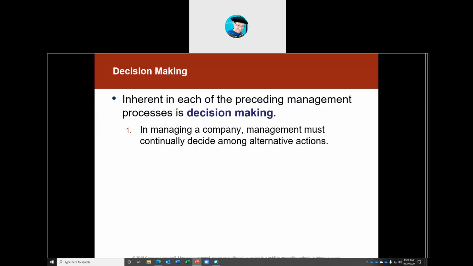Decision making. As you know, decision making is an inherent process within management. We make continuous decisions. In the company, we must continually make decisions among alternative actions. For example, I have decision A or decision B. Decision A will cost me more, but decision B will be less effective. Which decision do I make? I look at all of the possibilities to make a decision.